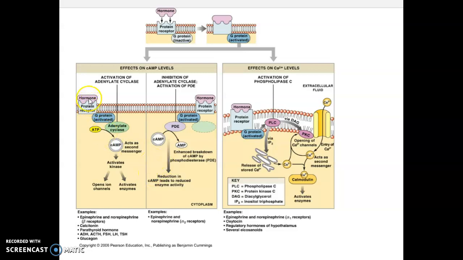So fixed protein receptors: the first messenger activates a chemical reaction of activating a lot of second messengers.